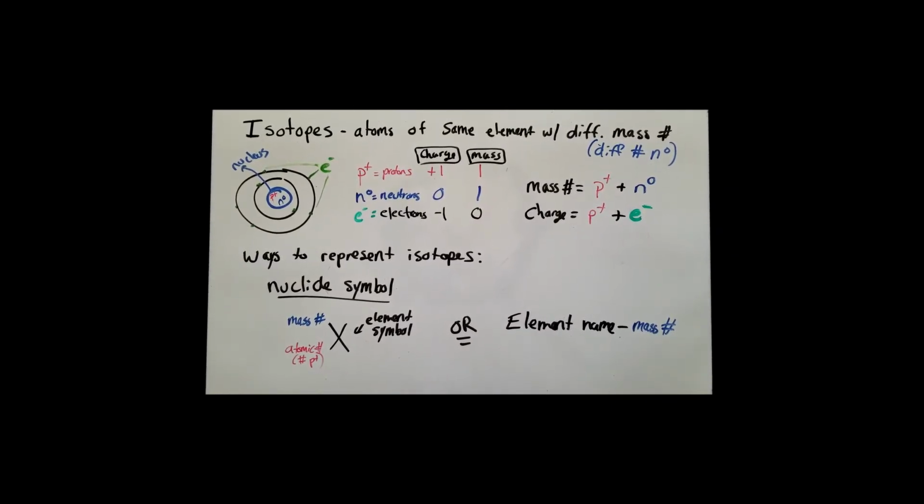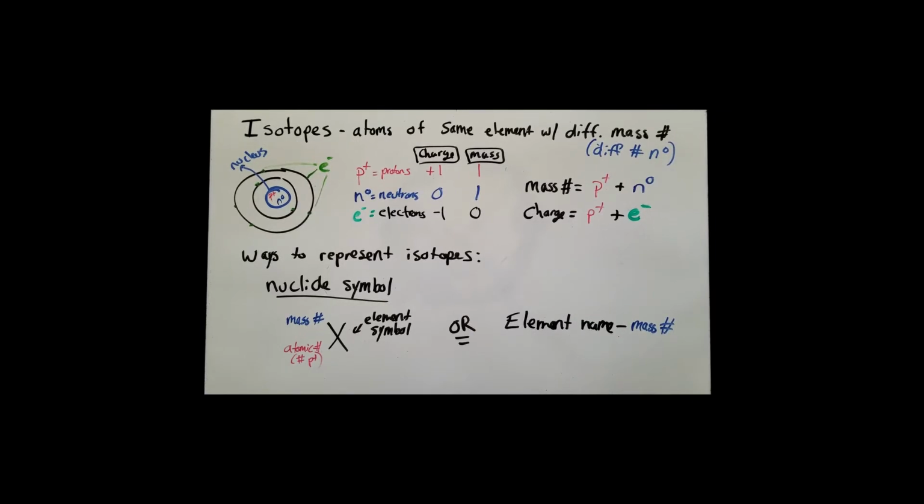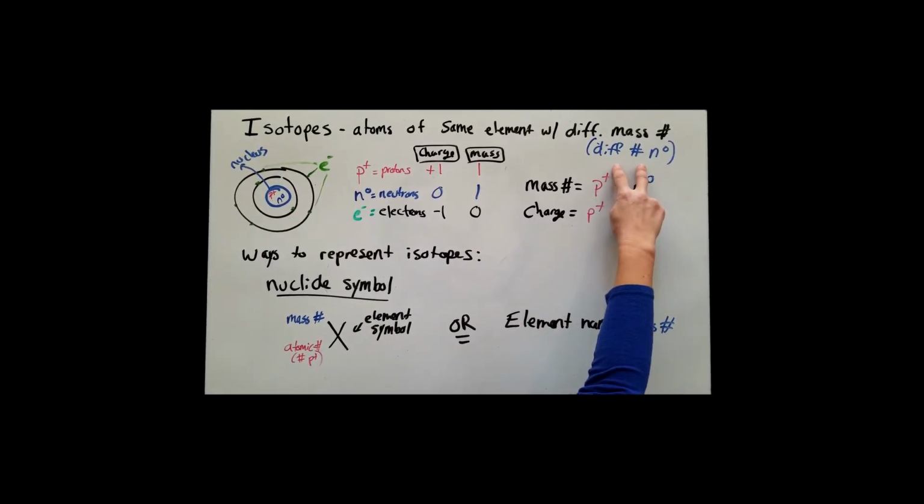So the definition of an isotope: it's atoms of the same element that have different mass numbers. Since they have different mass numbers, it's because they differ in the number of neutrons. So let's look at what neutrons are.